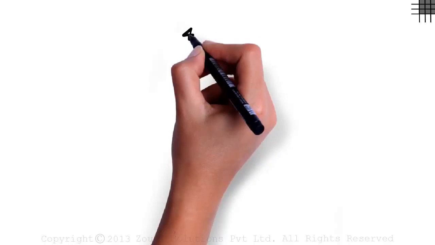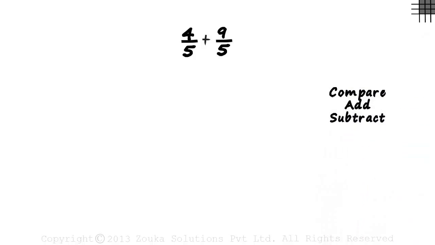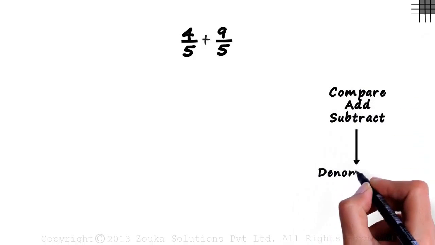How do we solve 4 by 5 plus 9 by 5? We are trying to add two rational numbers here. It's definitely not as straightforward as adding two integers. Remember one golden rule. Whenever we compare, add or subtract rational numbers, we have to get the denominator same.